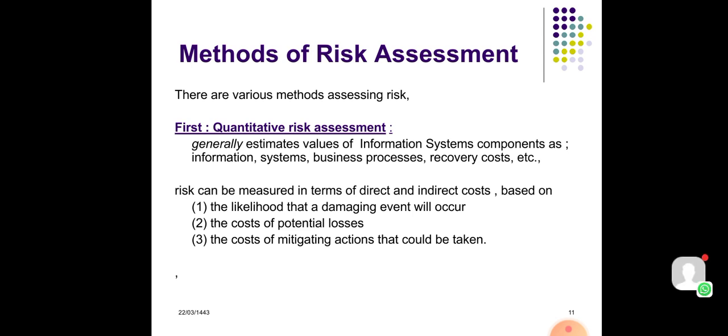Generally, in quantitative risk assessment, the first method, you estimate a value for information system components, such as the information system, business processes, recovery cost, etc. It means that whatever business assets or information systems you have, you need to estimate their value properly. For all the system components you use, you estimate the value, and the cost required for recovery is also considered in this first method of quantitative risk assessment.